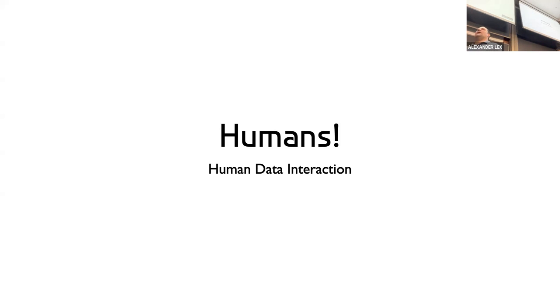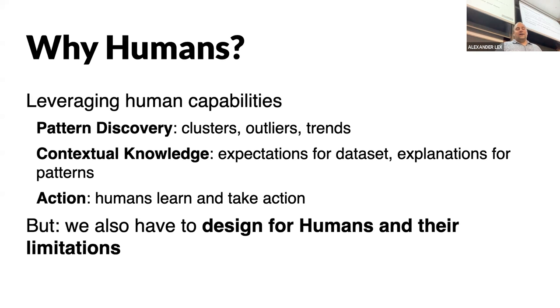Humans are great and awesome, and our visual system is cool, but there are a lot of things that we have to be aware of. I mentioned before that we have exceptional capabilities like pattern discovery. We're really good at seeing clusters, at least in 2D. We're good at seeing outliers, we're good at seeing trends. But what makes us much better than any computer is and will be in the near future is that we bring in context, right? We have an understanding of the world and what the data means, how it was collected. That general purpose knowledge isn't usually built into a data product at this time. And then of course, humans can take action. We can react to something, we can change something based on what we learn. But we have to design for humans and their limitations.